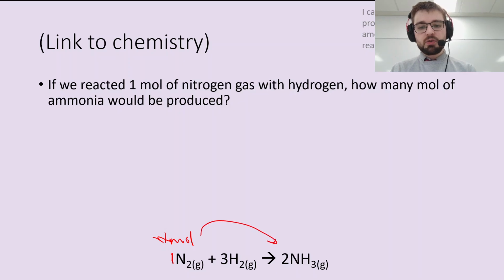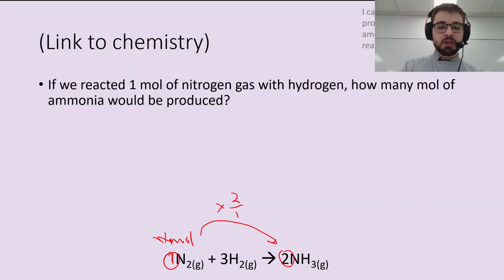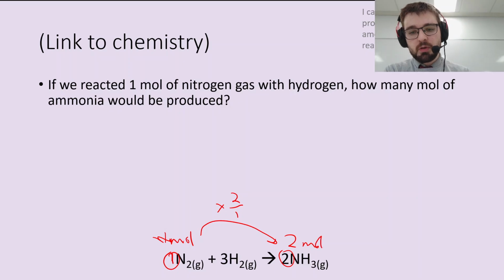and to get to ammonia, we can times by 2 and divide by 1. Again, the other way you can do that is you can say, well, there's a 2-to-1 ratio or a 1-to-2 ratio there. There's twice as much ammonia as there is nitrogen. Now, if you've got 1 mole of nitrogen and there's twice as much ammonia, well, then there must be 2 mole of ammonia, which is the same as 1 times 2 over 1.